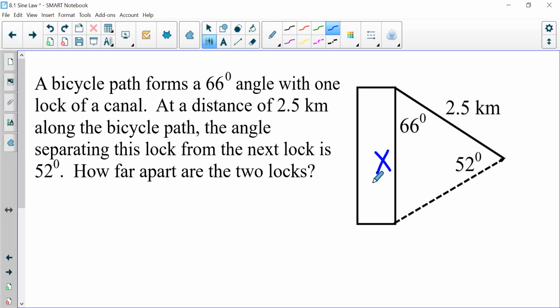Initially, I left this one in there because it doesn't look like it's sine law. Do I have an angle and its opposite side? No, but you could find that angle very easily. So they like to trick you with sine law. Sometimes they're going to give you information and you'll be like, wait a minute, this doesn't look like sine law. But how do I find this angle? You're going to add 66 plus 52 and subtract from 180.